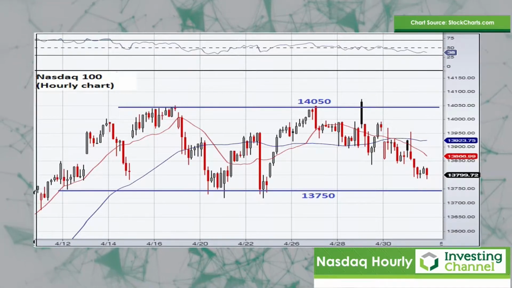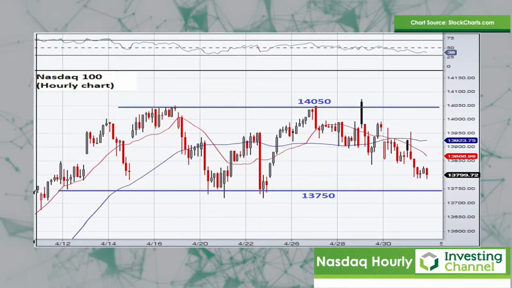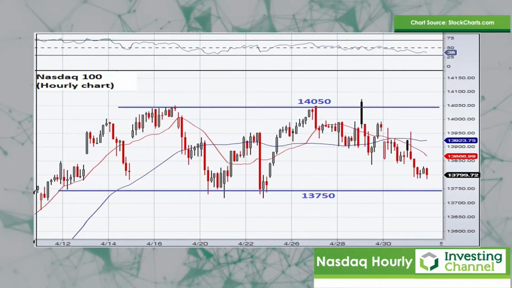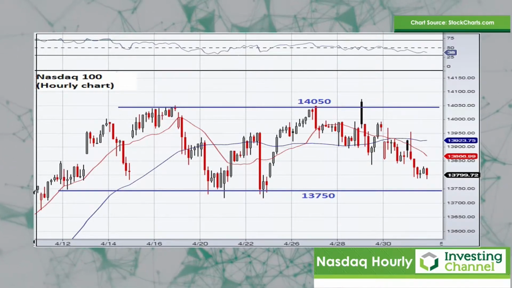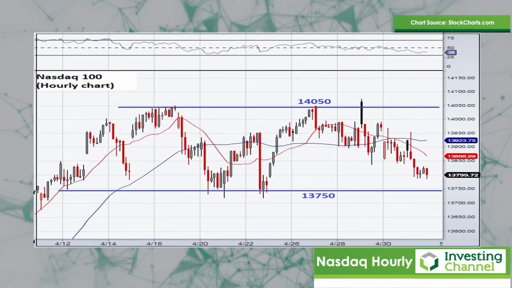But if it doesn't hold, if we see the market breaking down under the bottom of that trading range, then it could potentially signal weakness back down to about 13,300. So those are the levels to watch. Really not very interesting at the moment, given that both of these indices are very range bound for the time being. But those are the range boundaries that we've got to keep an eye on in the near term.